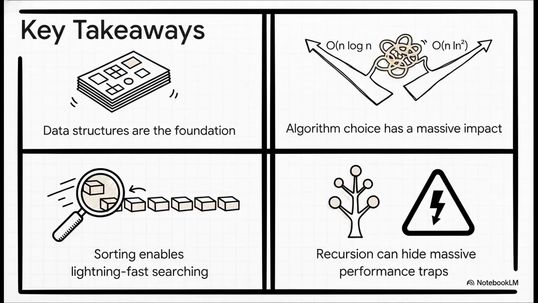So, what are the big takeaways from all this? Let's recap. 1. Data structures are the foundation you build everything on. 2. Your choice of algorithm, like merge sort over bubble sort, has a massive impact on performance. 3. Sorting your data first can unlock hyper-fast searching. And 4. Be careful with elegant-looking solutions, like recursion, that can hide some seriously dangerous performance traps.